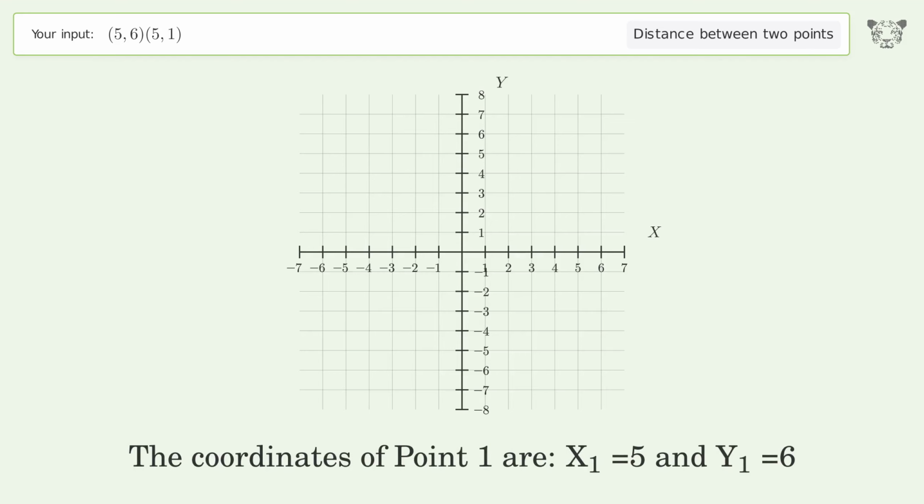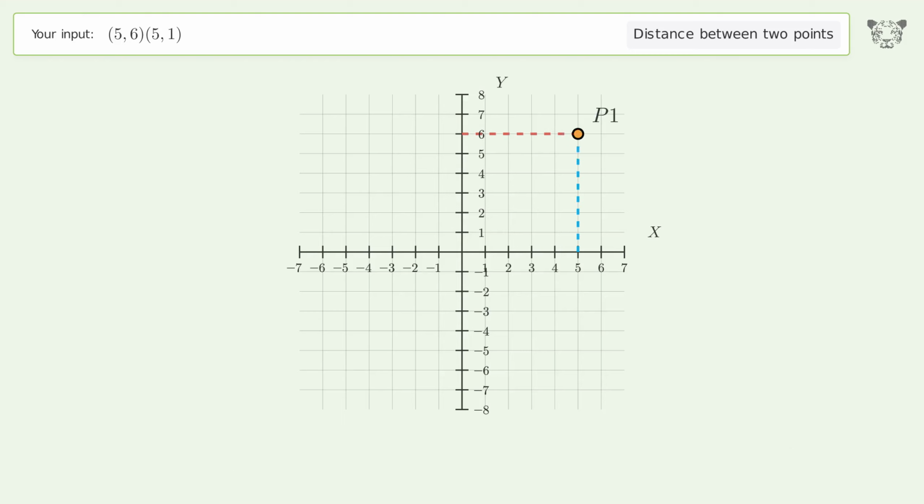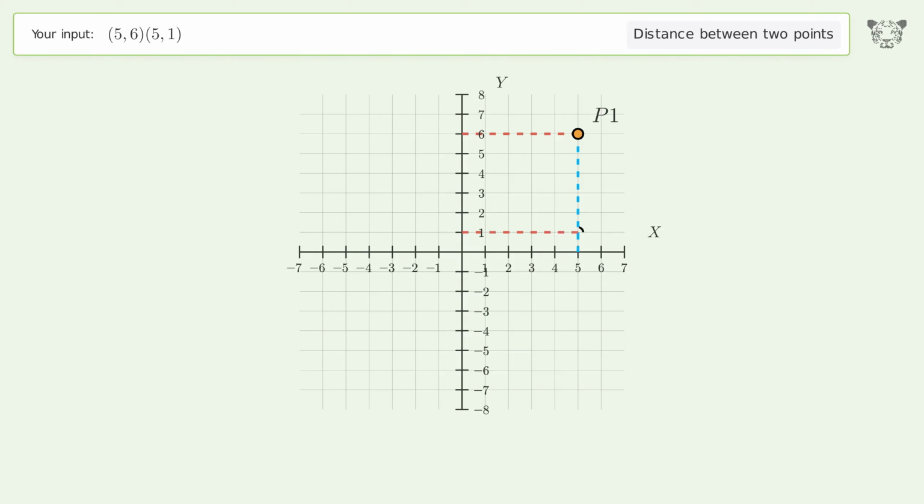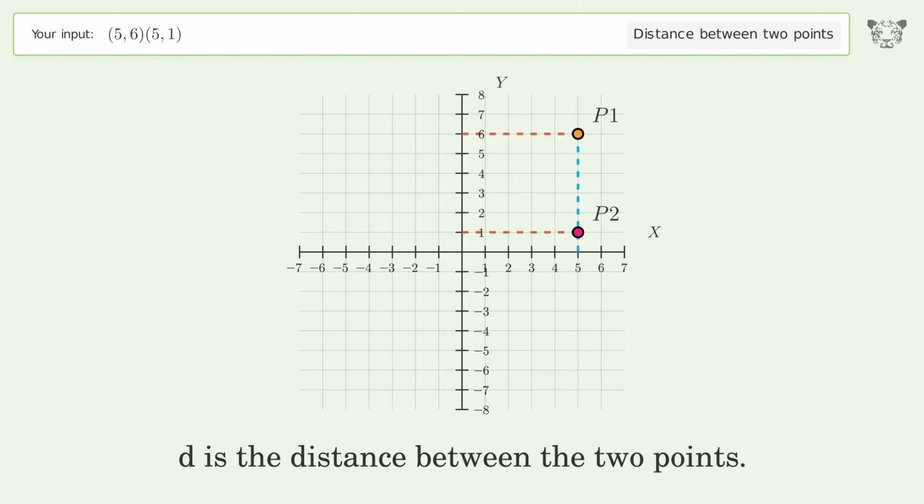The coordinates of point 1 are, x1 equals 5 and y1 equals 6. The coordinates of point 2 are, x2 equals 5 and y2 equals 1. D is the distance between the 2 points.